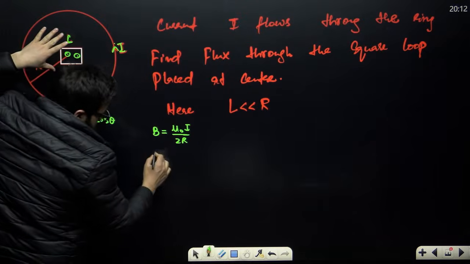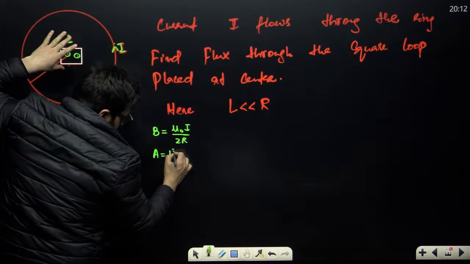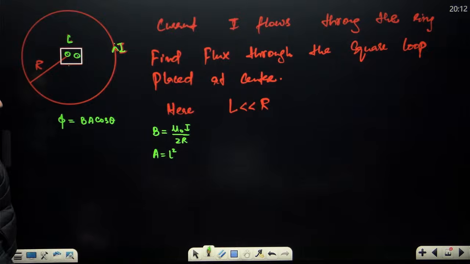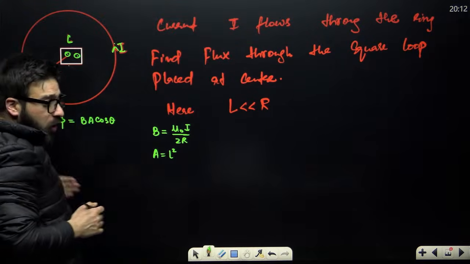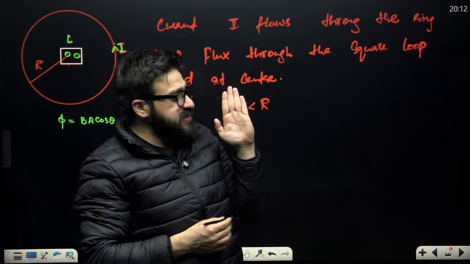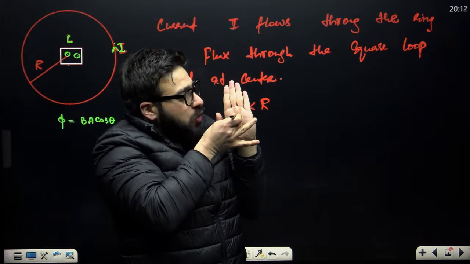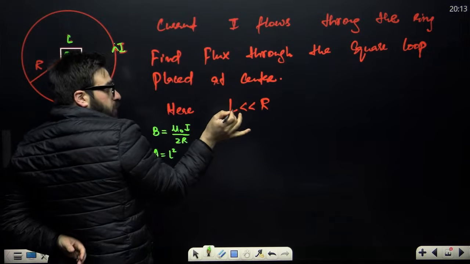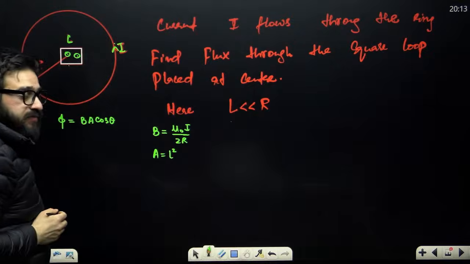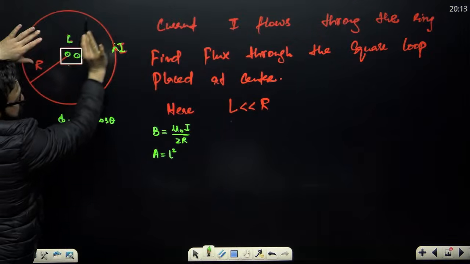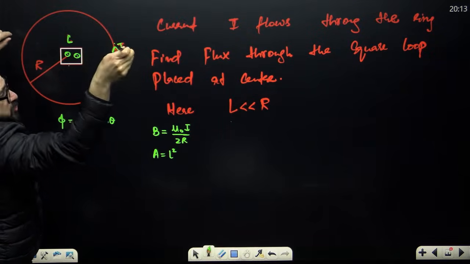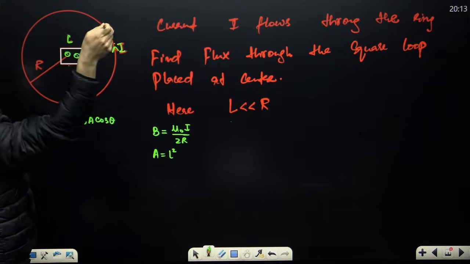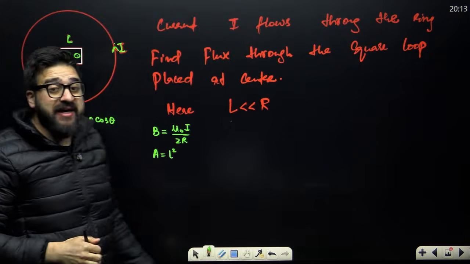What is the area of the square loop? Area of the square loop is side squared, that is L squared, because its length is L. And what is the angle? Always remember, my dear NEET aspirants, the direction of area is always perpendicular to the surface. If this is the surface, what is the direction of the area vector? Perpendicular to the surface. Magnetic field is also out. Area vector is also out. What is the angle between magnetic field and area?